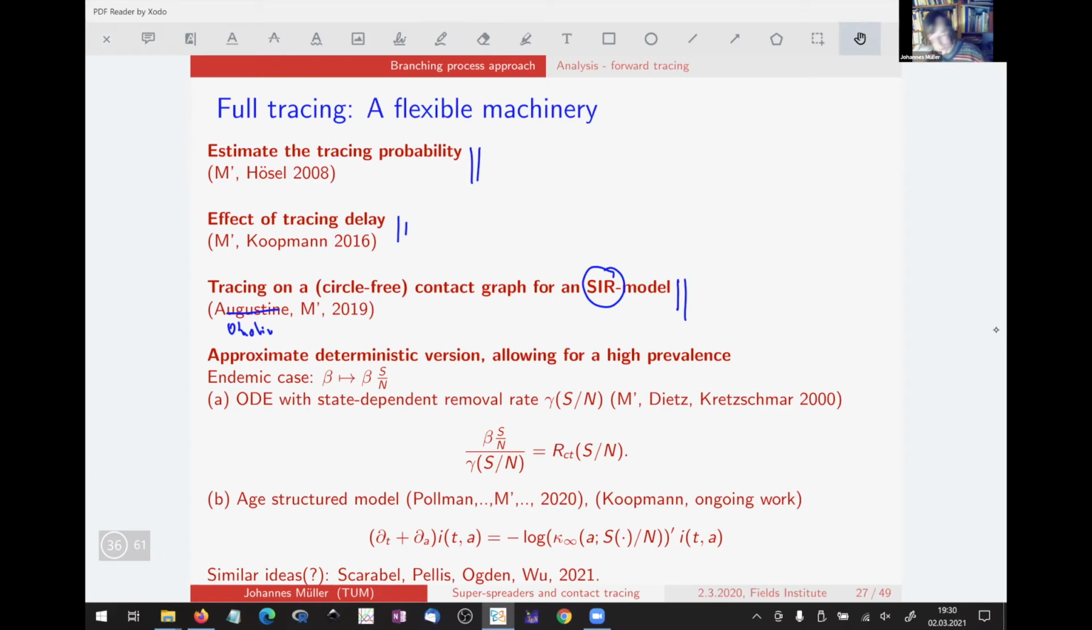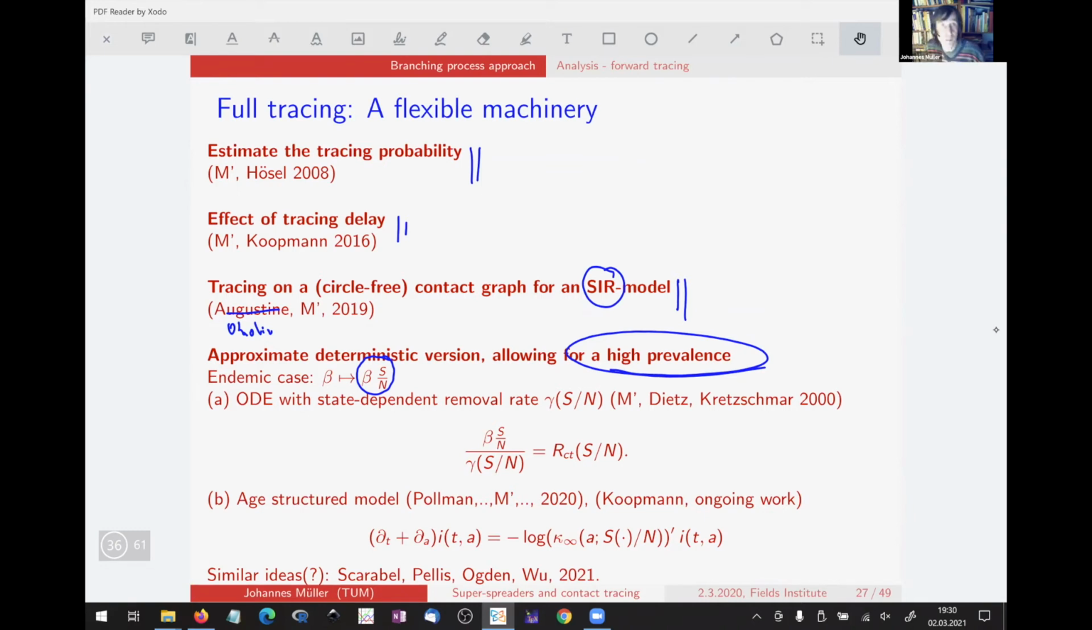And of course, we can try to get something like a deterministic model out of it. In the deterministic models, of course, you would like to also have a high prevalence. In the moment, we have been only in the onset of the disease, but an ODE, chemical mechanics or something, would of course allow a high prevalence. Therefore, we need to replace the contact rate by a scaled contact rate. So only beta times S over N would be the rate of contacts to susceptibles.